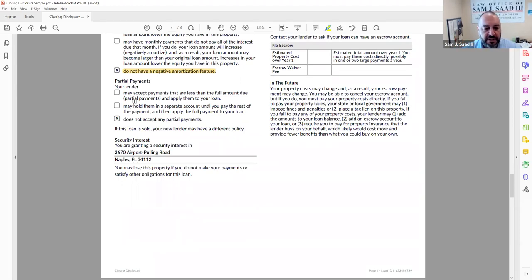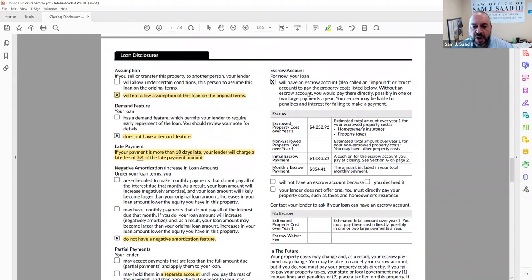Partial payments is next. Some lenders will take a partial payment. If you can't afford the full payment for the month, you pay a portion of it and it'll be applied to the loan. Some lenders will hold the partial payment in a separate account. In this case, the lender does not accept partial payments. They will return the money. Then it says here that you are granting a security interest in the property and you may lose the property if you don't make your payments or satisfy the other obligations of the loan, just making the borrower aware of their security interest.